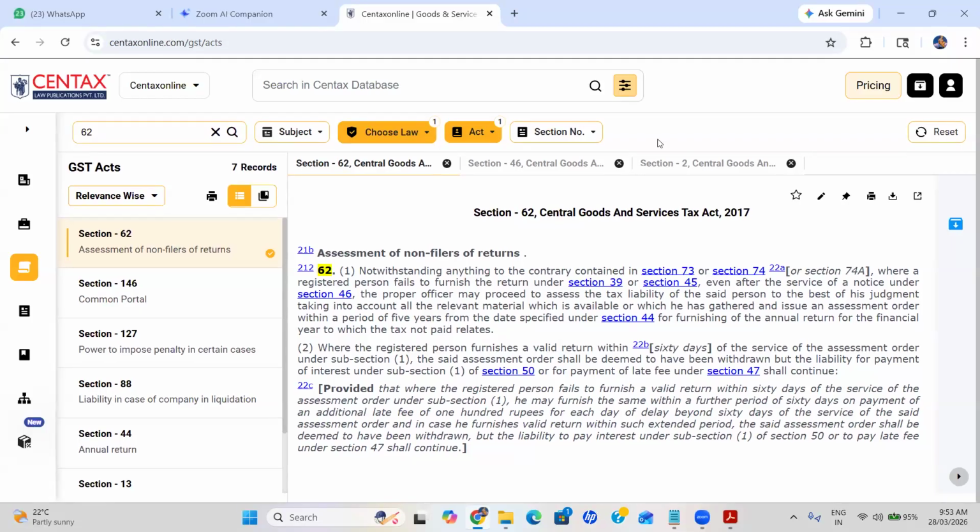Any other views from the members? Because this is one important point which has been raised by S.K. Malhotra sir, and we all are facing this across Section 62.